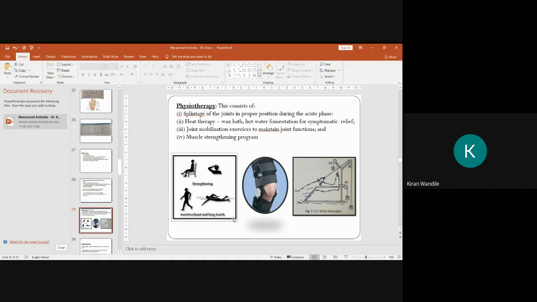So you can try various physiotherapy measures like heat therapy, wax bath, hot water fomentation for symptomatic relief, and joint mobilization exercises to maintain joint functions. If the patient stops moving the joint, what will happen? The patient will develop contractures. If the patient doesn't move the joint due to swelling and pain, gradually the patient can develop various contractures. So you must maintain the joint functions and use various muscle strengthening programs. But that is useful in the initial phase of the disease.